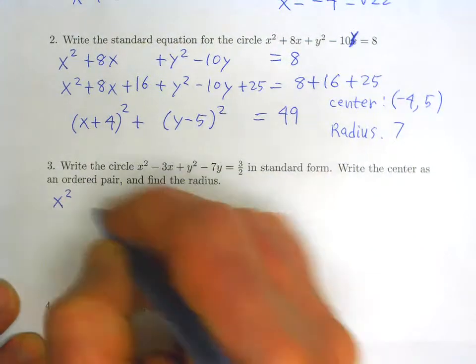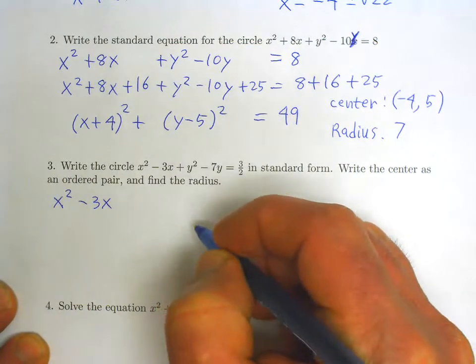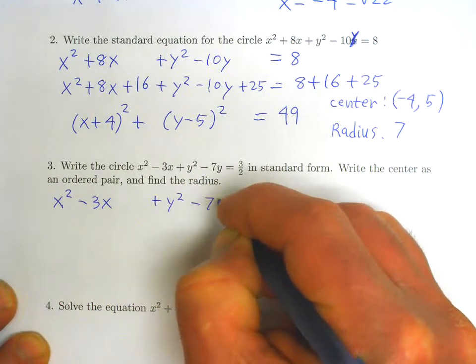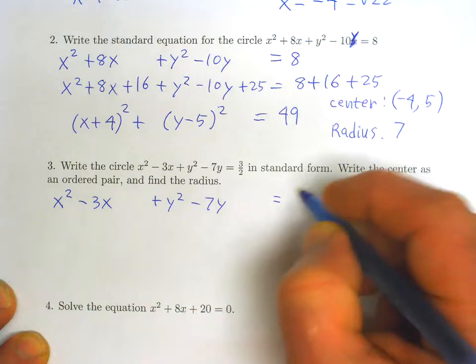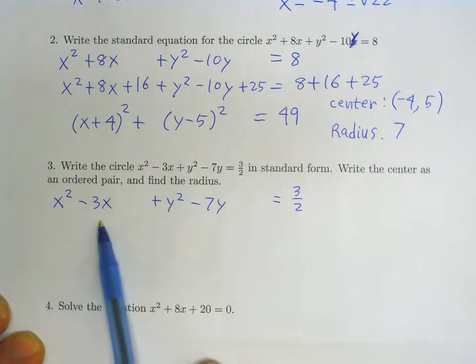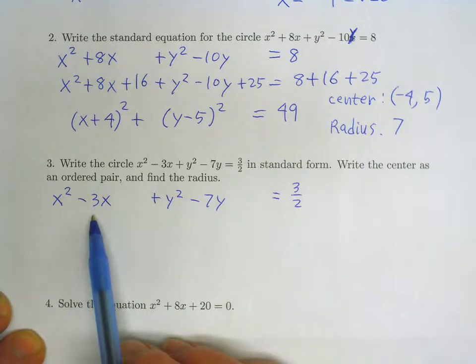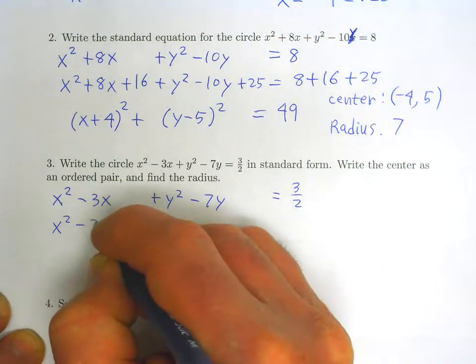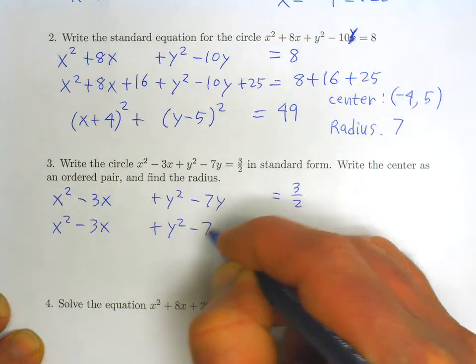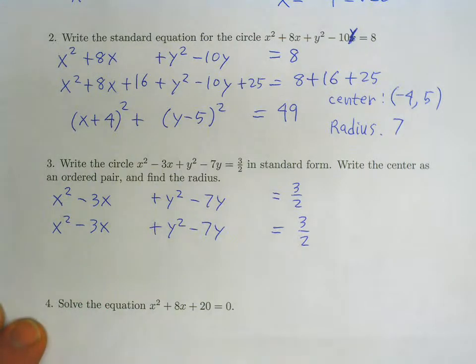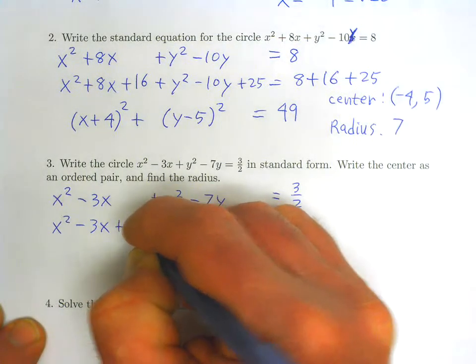Okay, so this time fractions will be involved, but I'll write x squared minus 3x with space before I write plus y squared minus 7y, and then leave some space before you write equals 3/2. We want to find a number to add to x squared minus 3x to get a perfect square trinomial. So we take 1/2 of negative 3, which is negative 3/2, and we square negative 3/2. When you square negative 3/2, you get positive 9/4. So we add positive 9/4 to both sides.